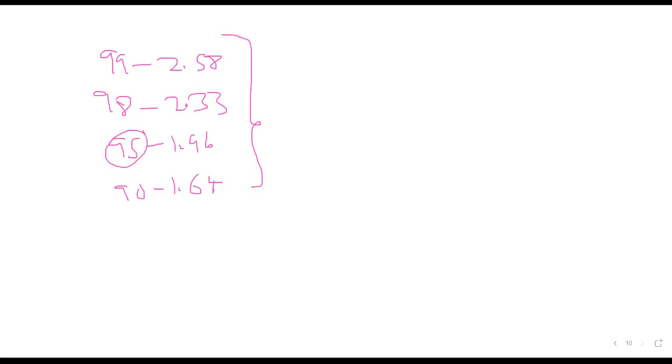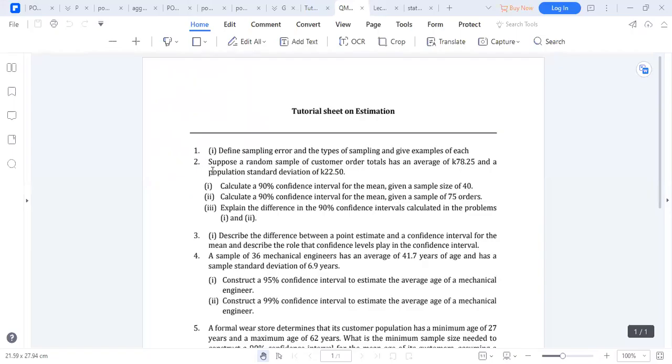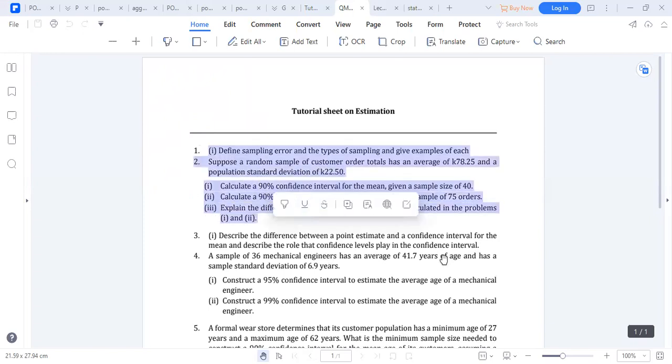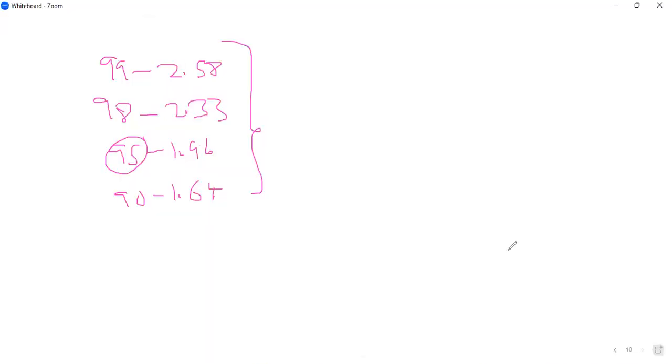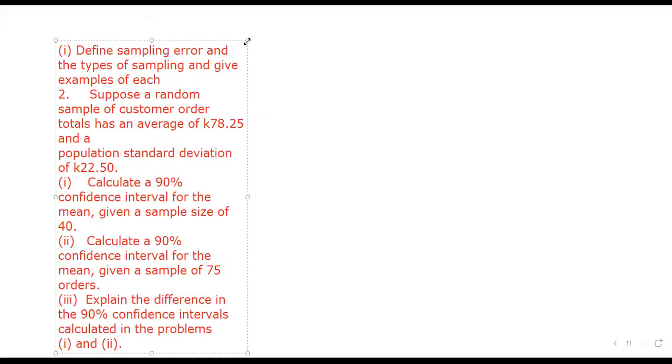All right, so let's go to the tutorial sheet. Here's the question we're given here. We try to answer this one. Once you try to answer, we can start with the first part: to find sampling error and the types of sampling and give examples of each. So what is sampling error?